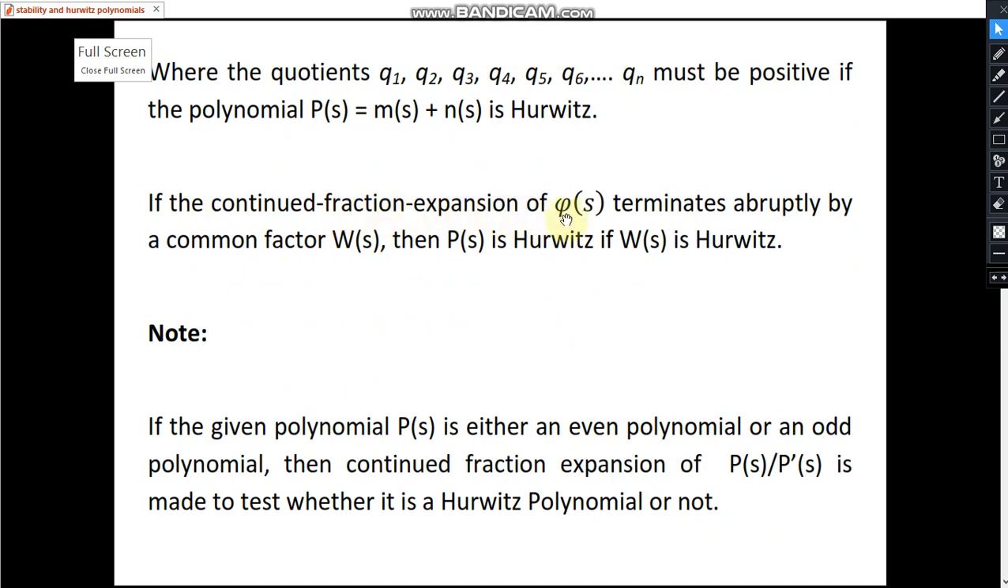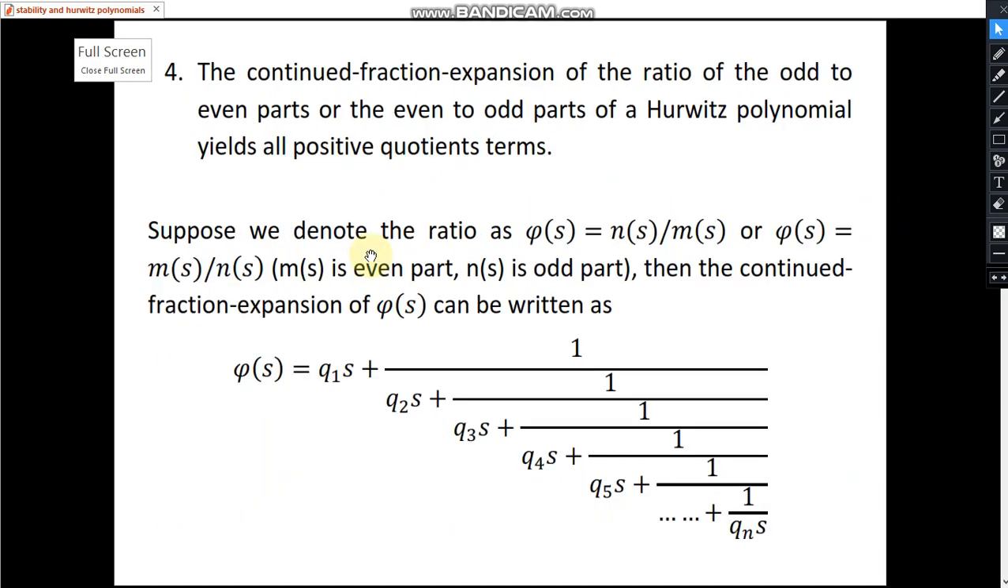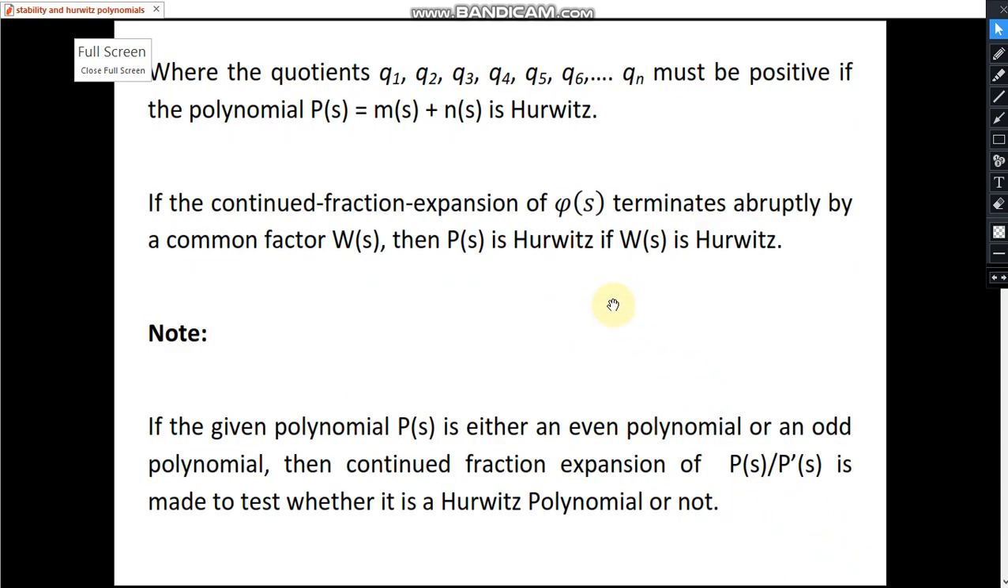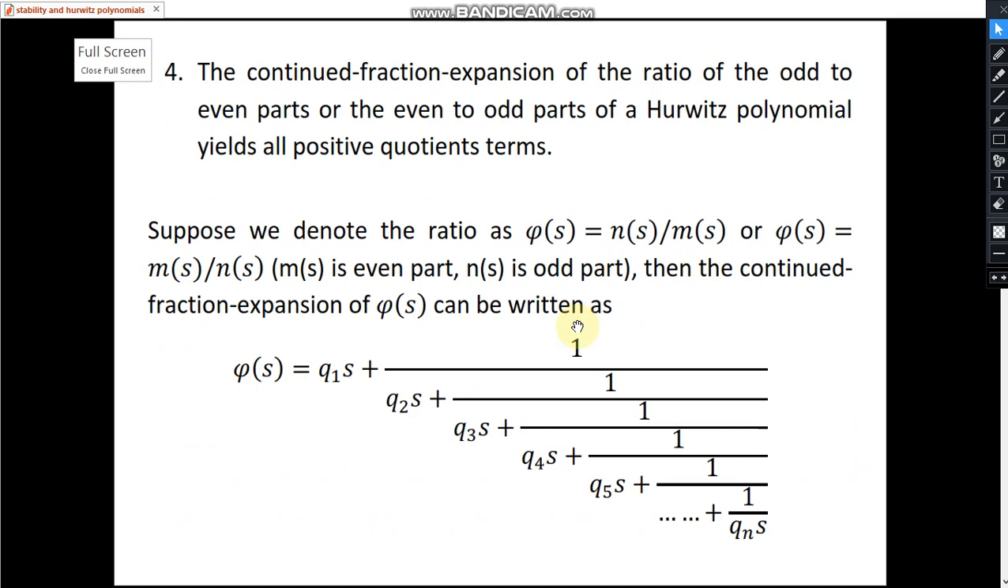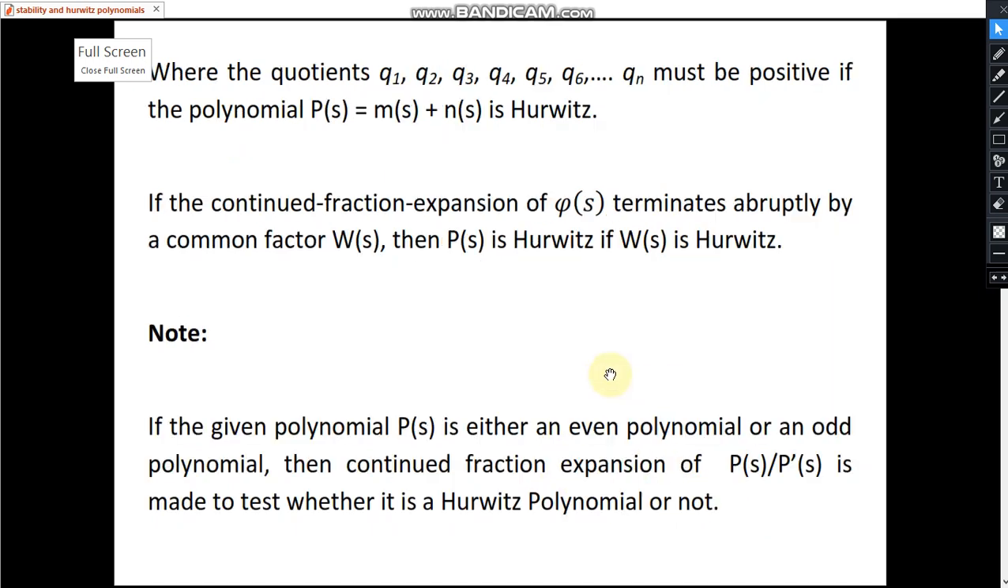If the continued fraction expansion terminates abruptly by a common factor w(s), if suppose we are not able to perform this till the end, in that situation we will say that it terminates abruptly. If it terminates at this stage, then we will be able to find out a common factor which is being cancelled. Okay, it will be made clear with the help of an example. If the common factor w(s) is Hurwitz, then p(s) is Hurwitz. What is to be done? We have to test the Hurwitzness of w(s).